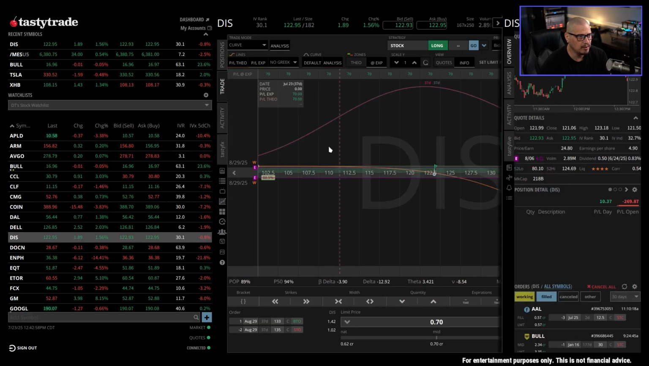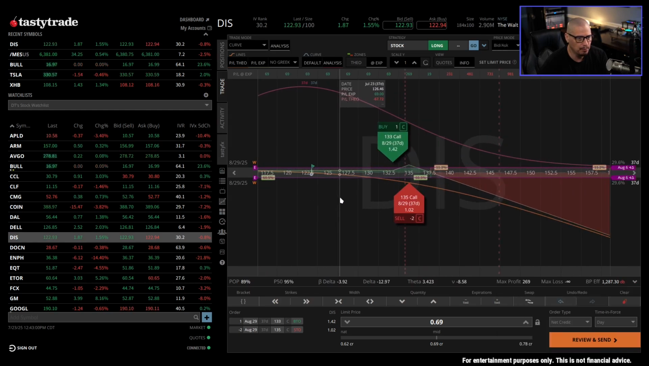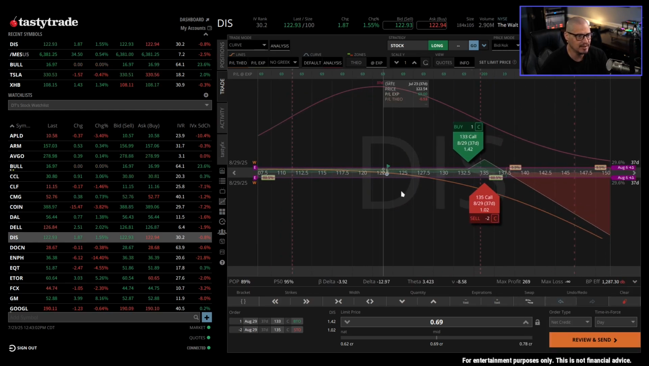And this would be a normal kind of bearish trade that I would put on, something where I'm bearish and it has decent IV rank. This is a call ratio spread.